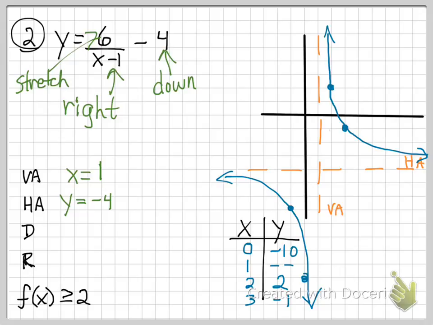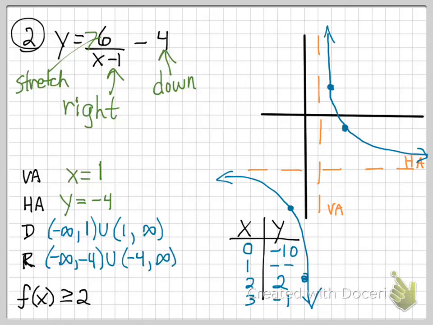Alright, so let's look at what's going on. So, domain. What did we do? We go from negative infinity up to what? Our vertical asymptote. That's at positive 1. We do a U. We go from 1 to positive infinity. Our range goes from negative infinity to our horizontal asymptote, which is at negative 4. So it's negative infinity to negative 4, union negative 4 to infinity. Yes, we could have done the domain and range just by knowing the vertical and horizontal asymptotes, and we wouldn't have to draw the graph. But it's always fun to draw the graph.